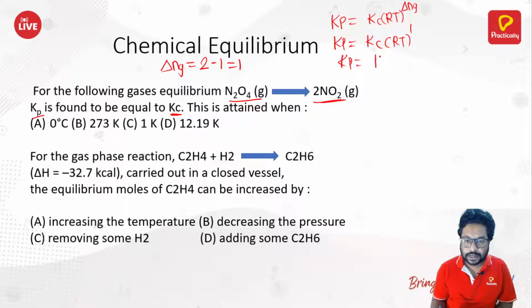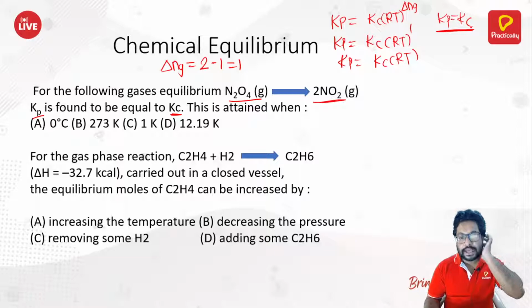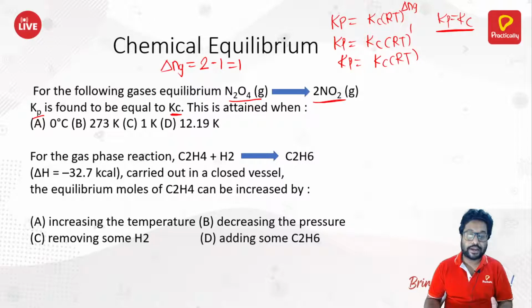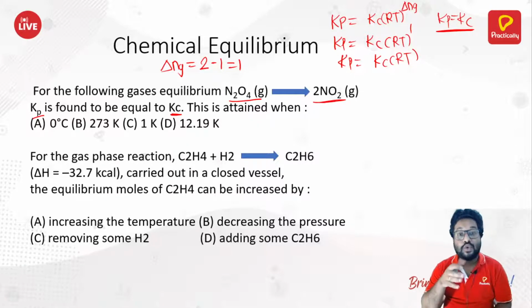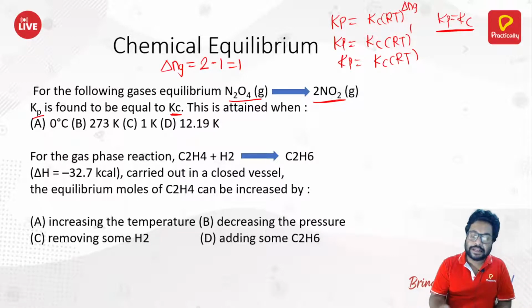Kp is equal to Kc(RT). Now what they are saying is, at what temperature is Kp equal to Kc? Kp can only be equal to Kc when RT, this product of R and T, is 1. You're getting my point? Kp is equal to Kc into RT, right? If your product RT becomes 1, then Kp naturally becomes equal to Kc. So we need to find out whether R and T give 1 or not.